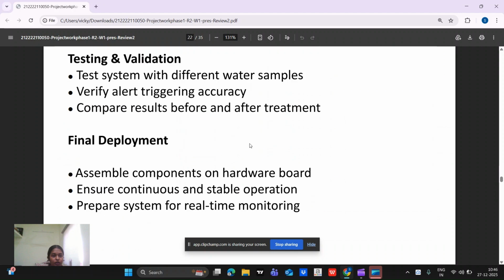Implementation, testing and validation: test the system with different wastewater samples, verify alert triggering accuracy, and compare results before and after treatment. Final deployment: assemble components on the hardware board, ensure continuous and stable operation, and prepare the system for real-time monitoring.